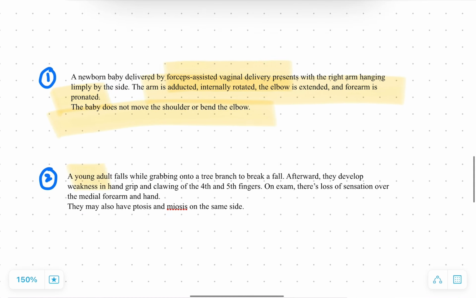Next, a young adult falls while grabbing a tree branch to break the fall, after which they develop weakness in the hand grip and clawing. So this is Klumpke's palsy. The patient also has Horner syndrome symptoms like ptosis and miosis on the same side. So the first one is Erb's palsy, the second one is Klumpke's palsy.